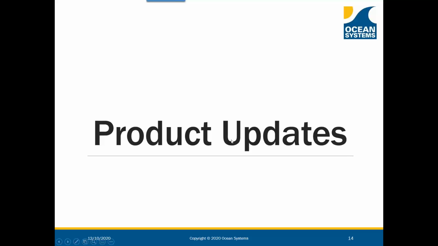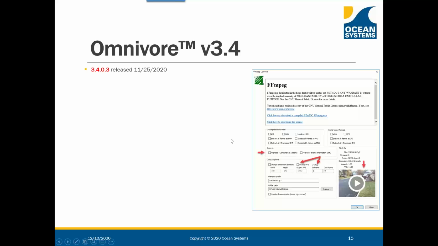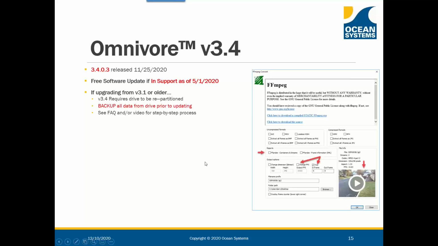Some other product updates I mentioned: Archiver and dTective releases coming soon in the first quarter of 2021. Omnivore 3403 was released just around the Thanksgiving holiday, and is free to everyone in support as of May 1st, 2020. If you're upgrading from 3.1 or older, the updater will repartition your drive, so you'll want to move anything you have stored on your Omnivore drive off.